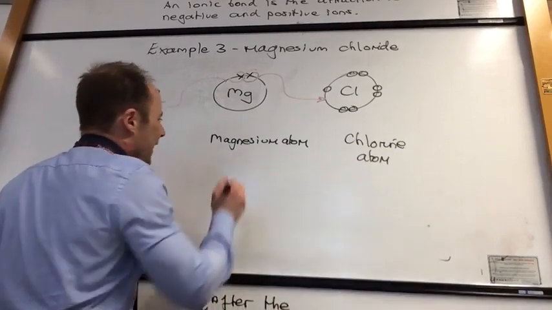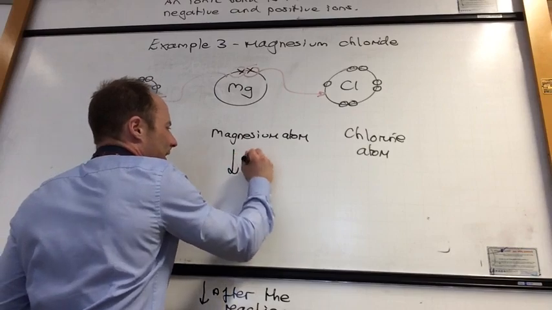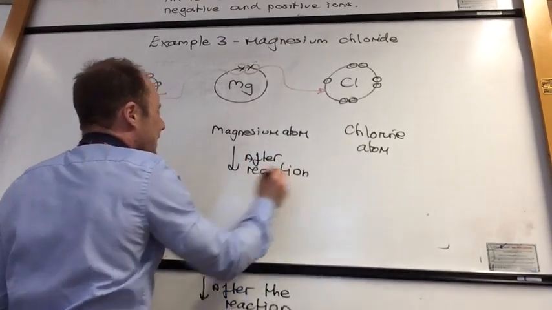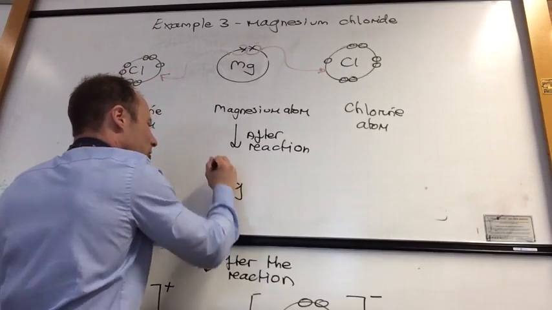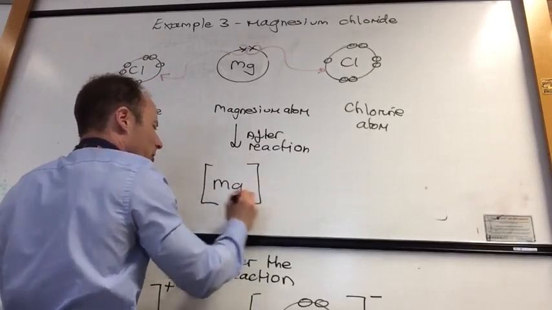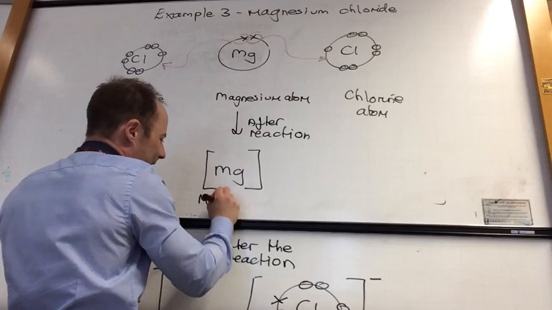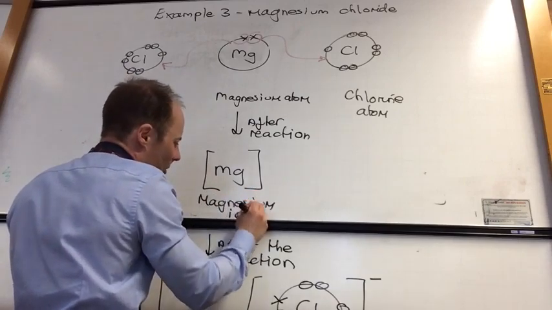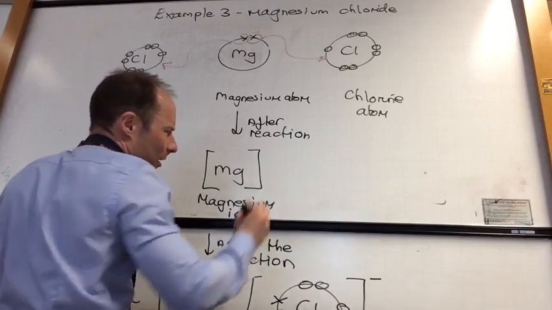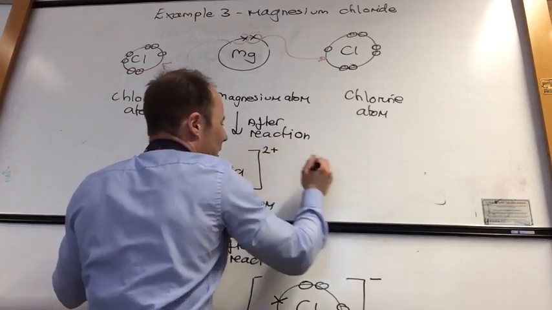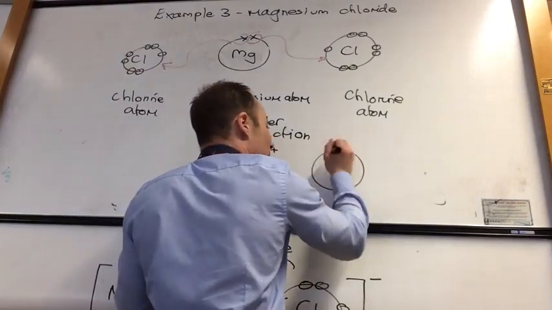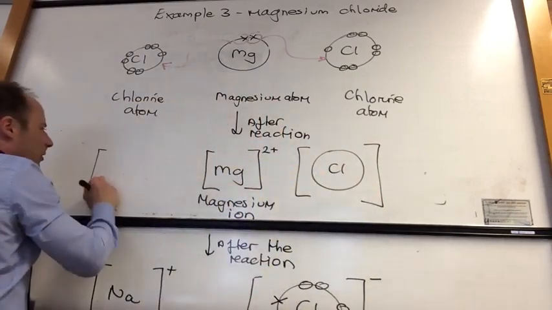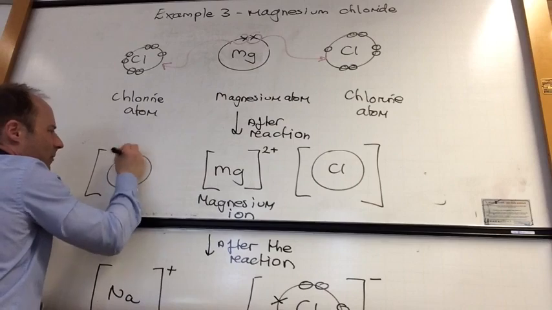So after the reaction, my magnesium has lost 2 electrons. So this is my magnesium ion. He's lost 2 electrons, so what's going to be his charge? He's lost 2 negative things, so it's 2 plus. My chlorine ion has gained 1 electron each.